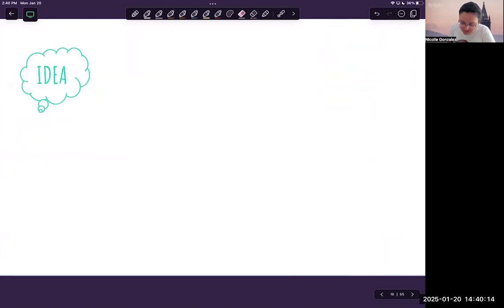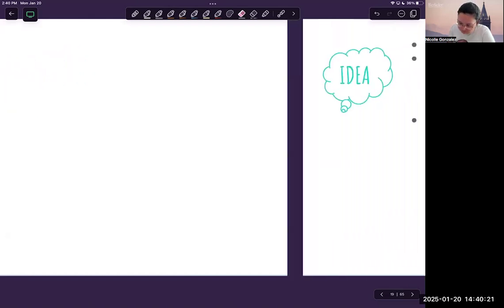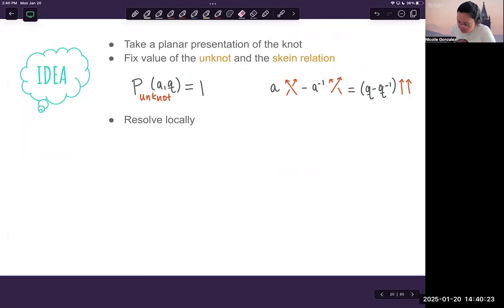But before I do that, let me give you the idea of how these knot invariants, these polynomial invariants, are computed. So we're going to do the HOMFLY-PT example. This is the HOMFLY-PT polynomial, which is going to be a polynomial in two variables, a and q. So step one is you want to take a planar presentation of the knot. That just means take your favorite knot and project it onto a piece of paper. Just draw it so that you keep track of whether you have an over or an under crossing.